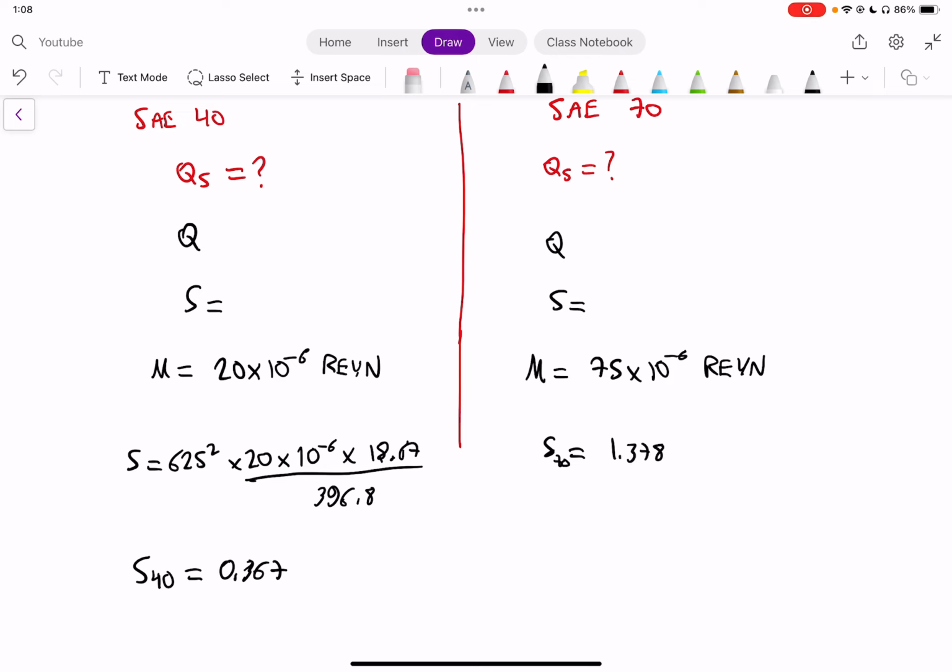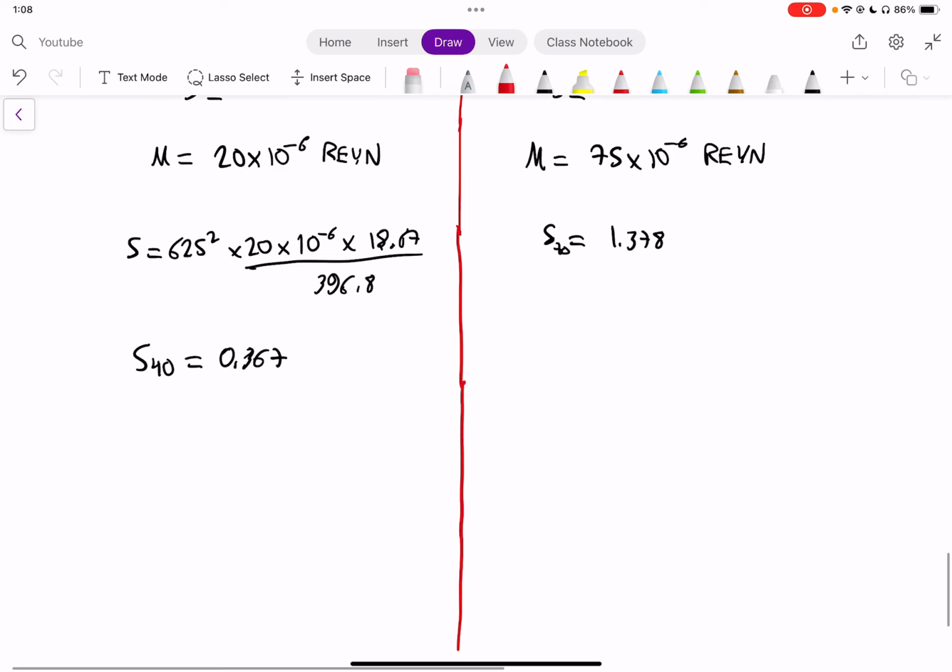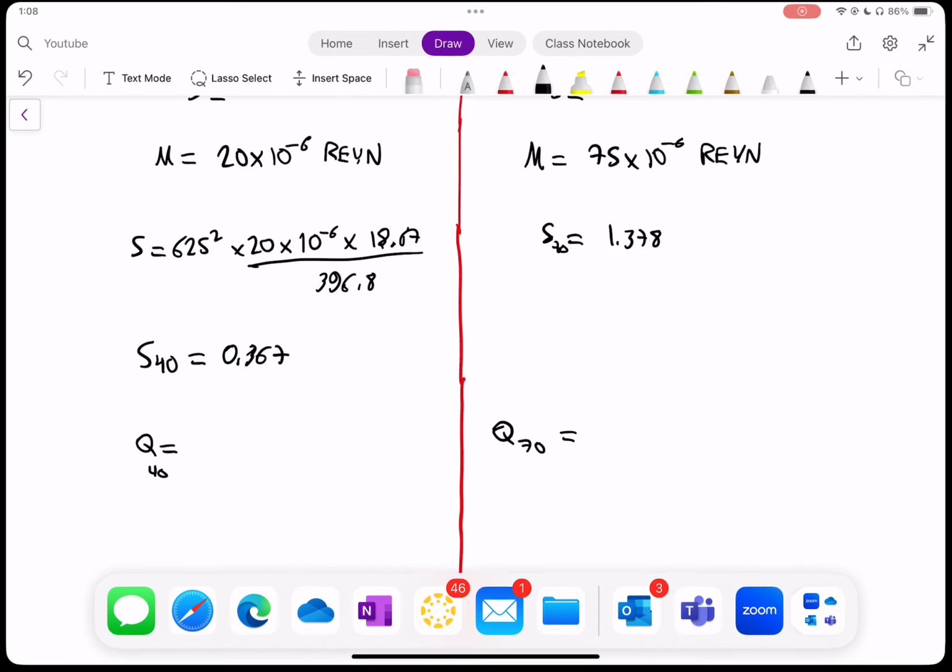Okay, so different S's based on the different viscosities. And I'm going to keep separating those two columns. So from this S, we can then find Q. We can go find our Q for 40 and our Q for 70 in our Q chart. So I'm going to do that really quick with 0.367 and 1.378.